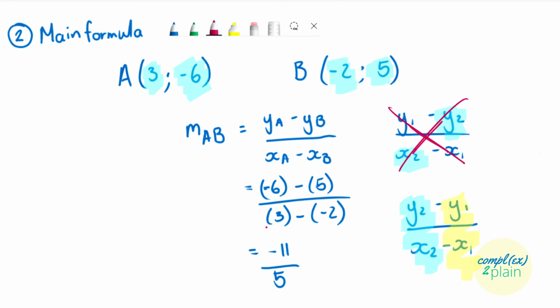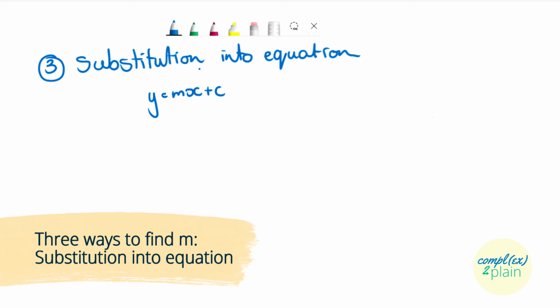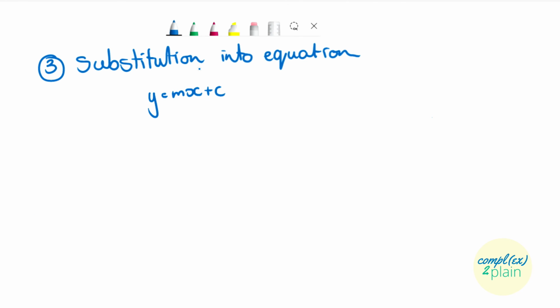No. So I want to show you a third way to find the gradient. We do this using substitution into the equation y is equal to mx plus c. So let me show you how that works. Say somebody gives me 2 points on the line. One of them is the y-intercept, and then they tell me there's one other point on the line. So now they want to know what is the gradient. Now, I would actually just advise with that, you've got 2 points. There's actually no reason you can't use the gradient formula I just showed you. But I just want to show you how I find this when I'm working with the equation.